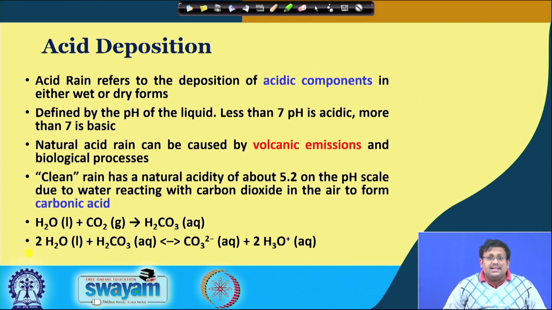As you can see in this slide, when liquid water reacts with carbon dioxide, it produces carbonic acid. This carbonic acid again dissociates into carbonate as well as hydronium ions. So this is how clean rain behaves.